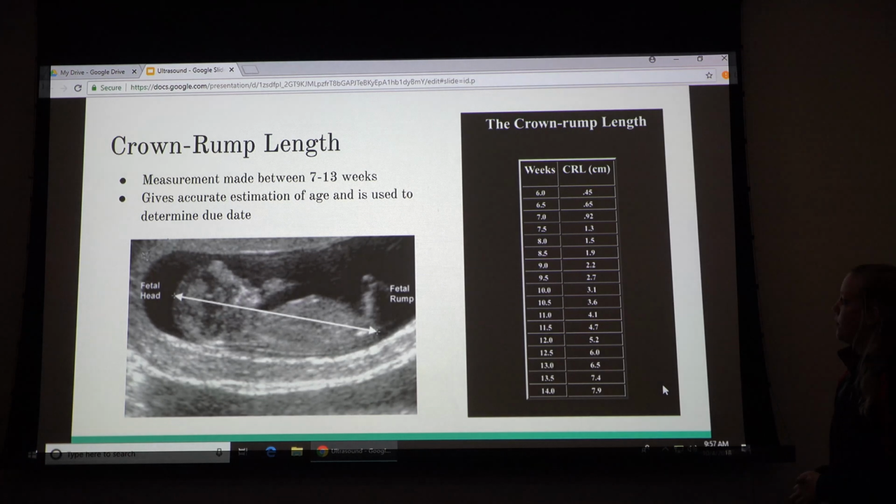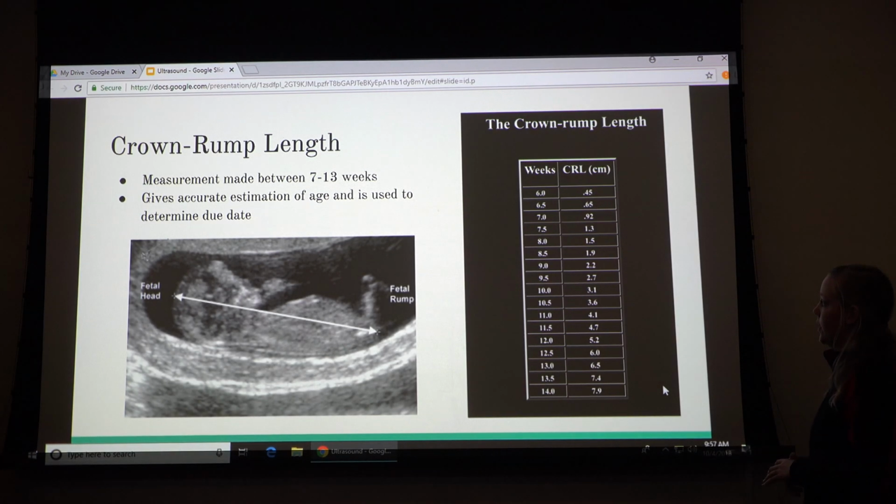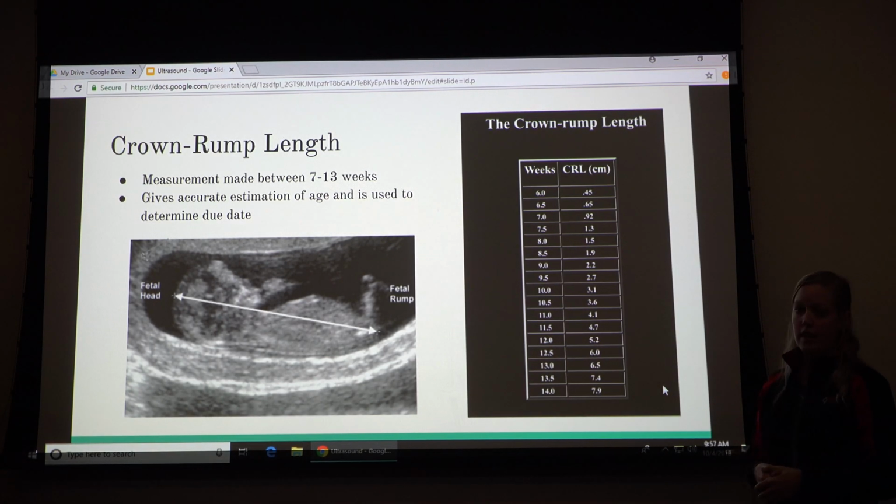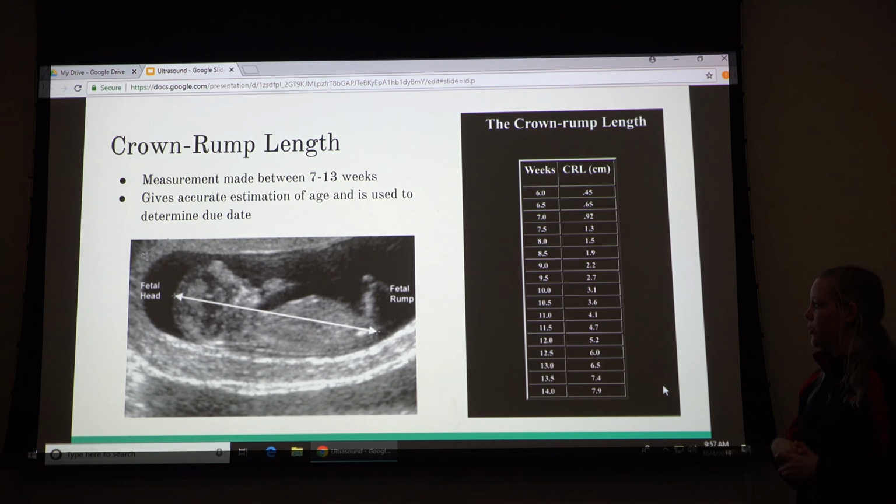So first is the crown to rump length. So this measurement is made between 7 to 13 weeks, and it gives an accurate estimation of age and is used to determine the due date.